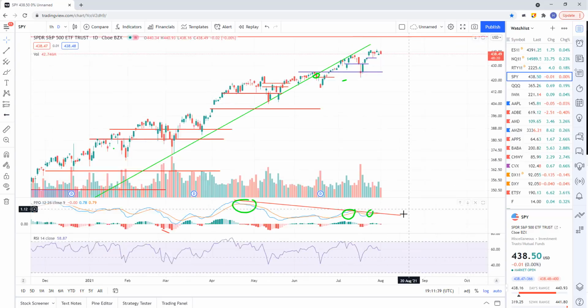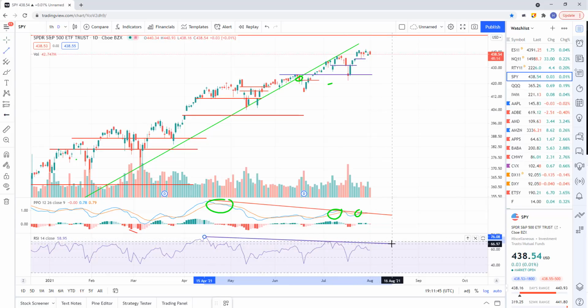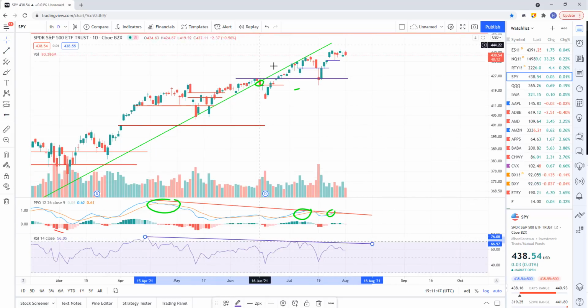Again, on the daily chart for SPY, clean and clear negative divergence that remains on the PPO and the RSI. So these indicate to me that we're likely about to start that correction. We just need to see the price action and the candles start to sell off and the selling to start to get impulsive.